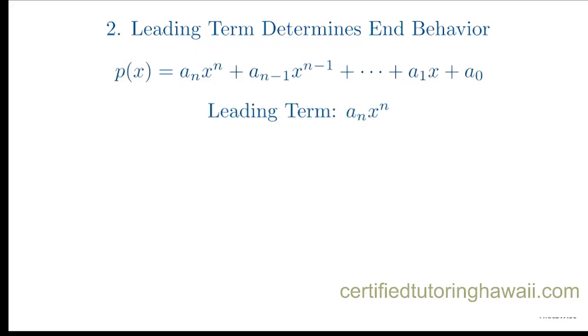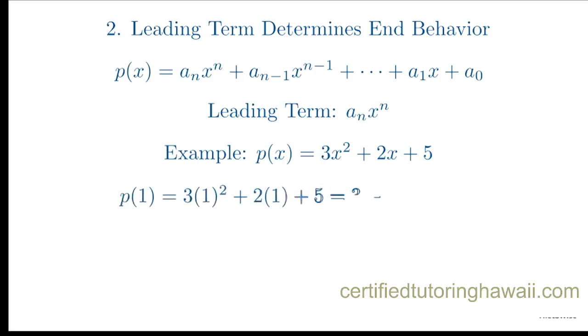Why is this the case? It's because as the absolute value of x gets very, very large, the term with the highest exponent dominates all the other terms. The lower degree terms become negligible. Let's see this with an example. Consider p of x equals 3x squared plus 2x plus 5. For small values of x, like x equals 1, the terms are all significant. We have 3 plus 2 plus 5, which equals 10.